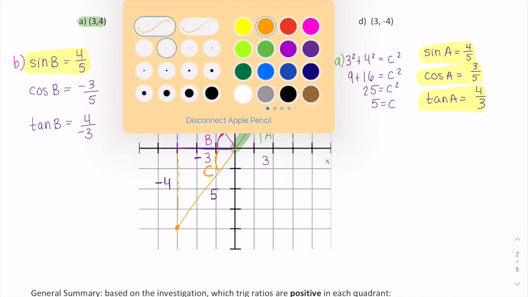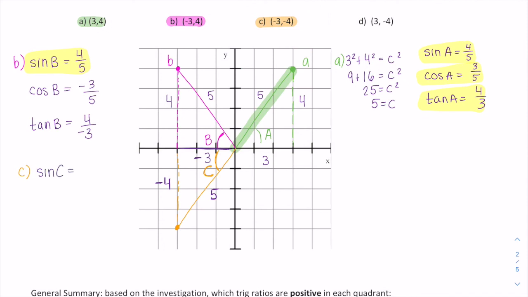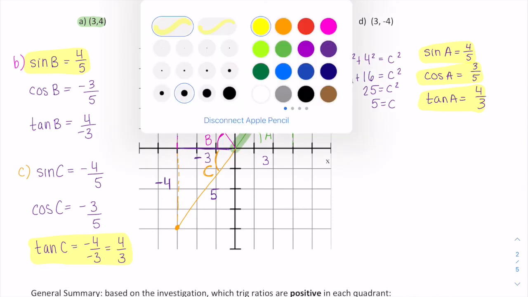So now for C, let's find all of our ratios. Sine of C is going to be -4/5. Cosine of C is going to be -3/5. And tan of C is going to be -4/-3. And a negative divided by a negative is positive. So now the last step is to highlight which one is positive. And our last example here, we're almost done.